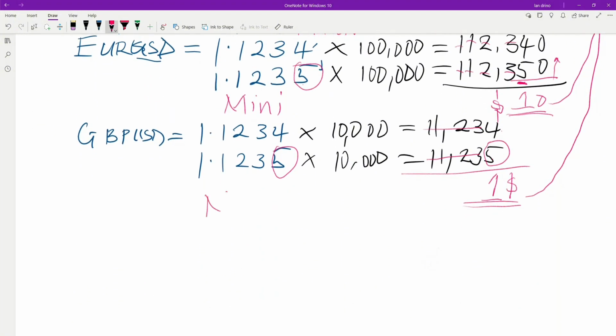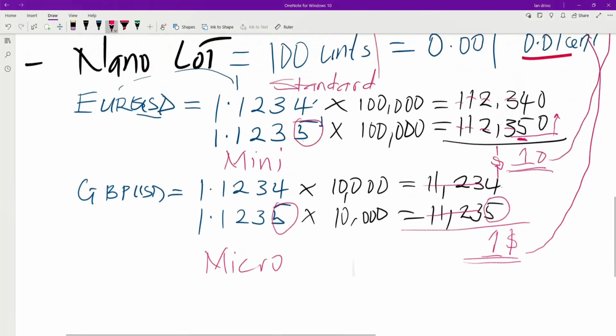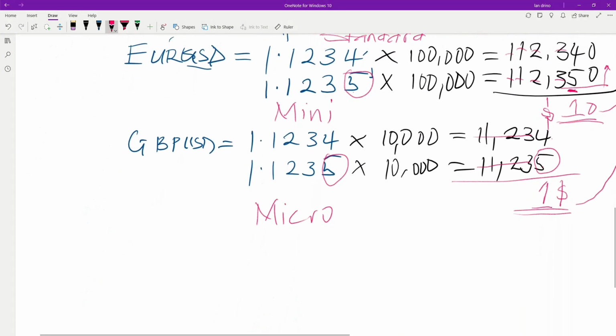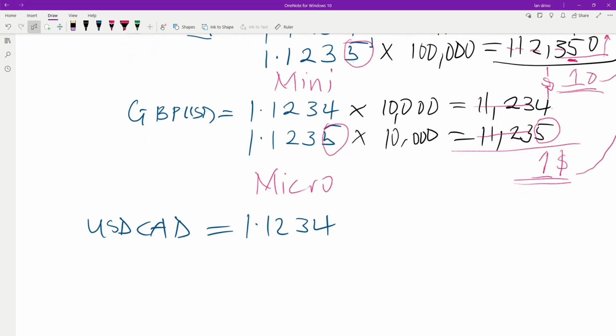If you are trading a micro account, remember we said a micro account is equivalent to 1,000 units of currency, and the value per pip is 1 cent. Now, how is this value gotten? In this case, let us say you are trading USD/CAD. And initially USD/CAD is 1.1234. Then after some time USD/CAD increases by 1 pip, so it goes from 1.1234 to 1.1235, which means it has increased by 1 pip. Now what is the value of this 1 pip increment if you are trading a micro account?